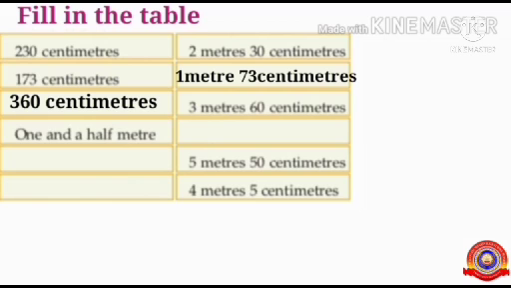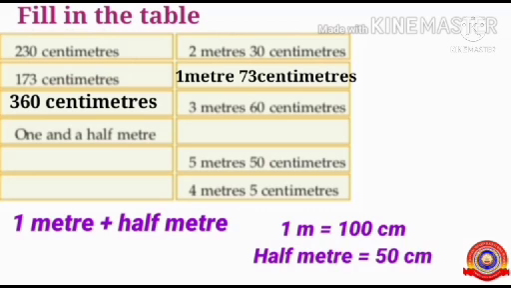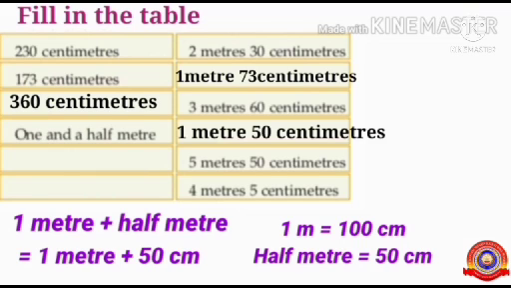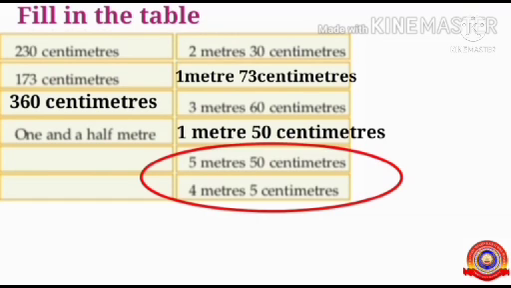Next one, 1.5 meter. That is 1 meter plus half meter. You know that 1 meter equals 100 centimeters. So half meter equals 50 centimeters. So 1 meter plus half meter equals 1 meter plus 50 centimeters. So 1.5 meter equals 1 meter 50 centimeters. Like this, you should find out these and write in your textbook.